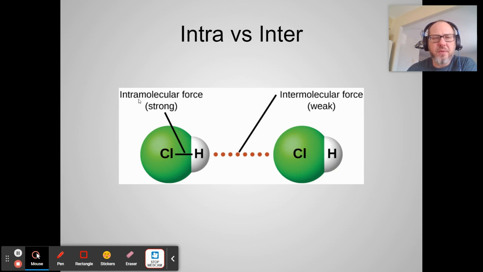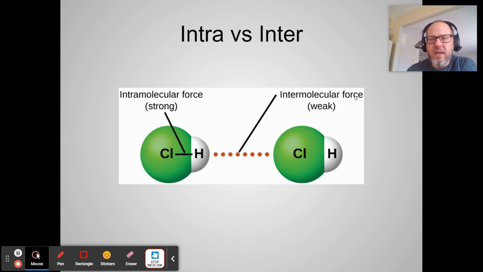So let's talk about the difference between intramolecular forces and intermolecular forces. Intramolecular forces are very strong bonds. They are the forces of bonds, the forces that hold the H to the Cl, right? The sharing of electrons there that causes that hydrogen atom to be bonded to the chlorine atom. But intermolecular forces are these weak forces between molecules in a sample. So if you have the hydrogen part here positively charged, and the chlorine part negatively charged, there's an attraction there, right? Like a little magnet. Okay, so that's what intermolecular forces are.